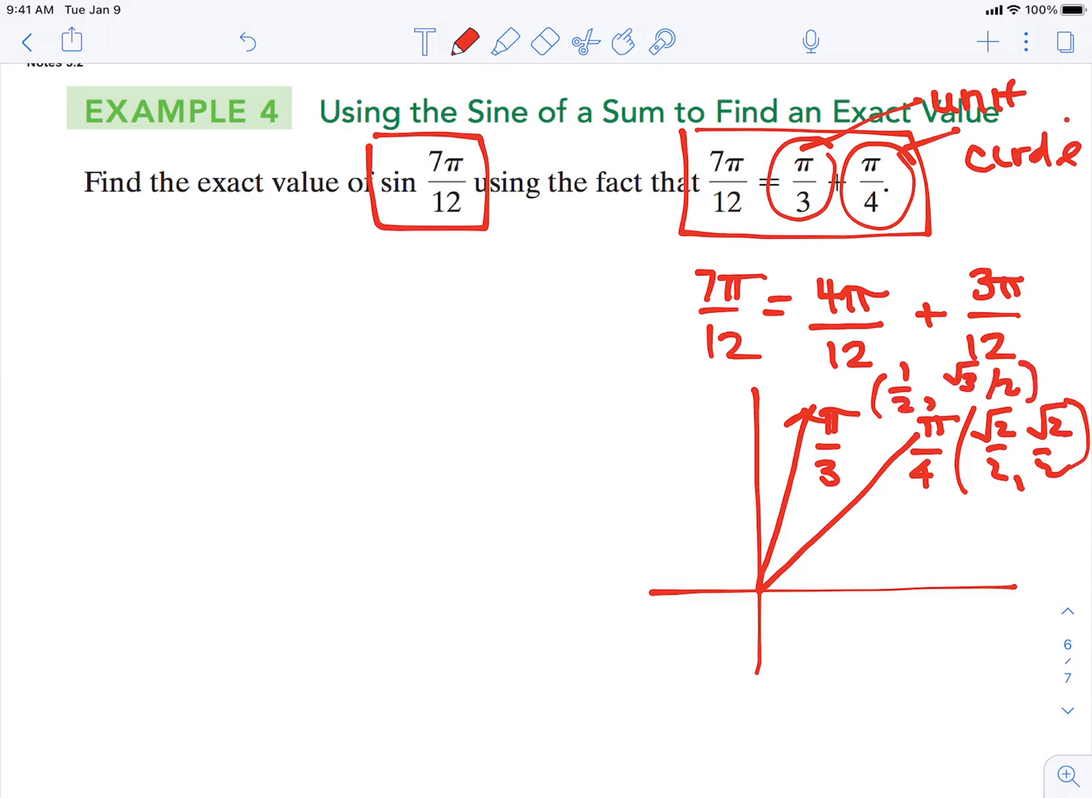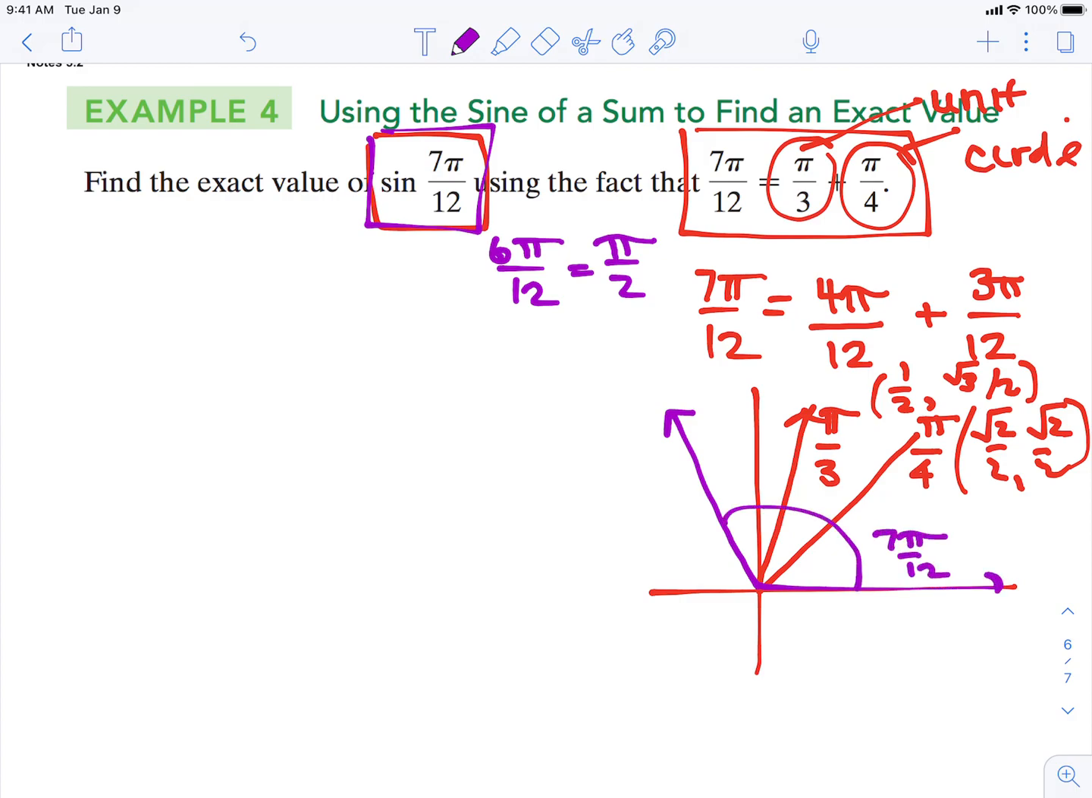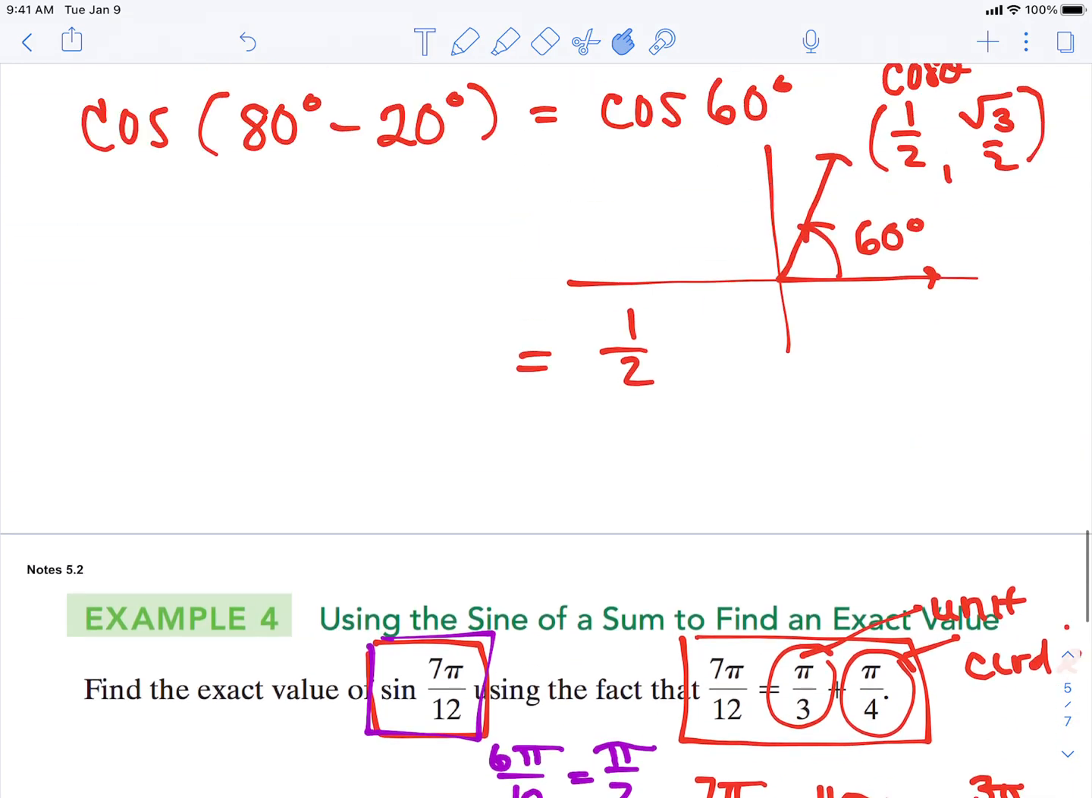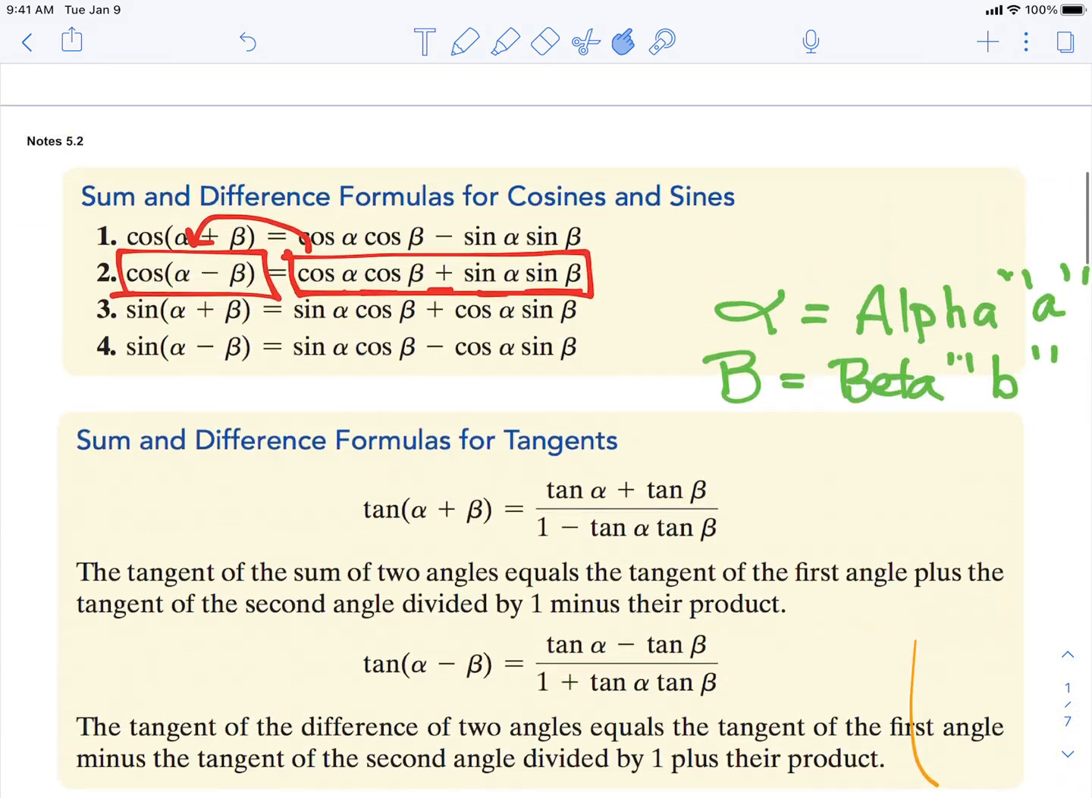And we want to find out what is the exact value for the sine of 7 pi over 12, which is a little bit more. 7 pi over 12 is really close to 6 pi over 12, which is pi over 2. Right up here, this is about 7 pi over 12. And we want to find out what is the sine value there. So we're going to use our sum and difference formulas in our notes.